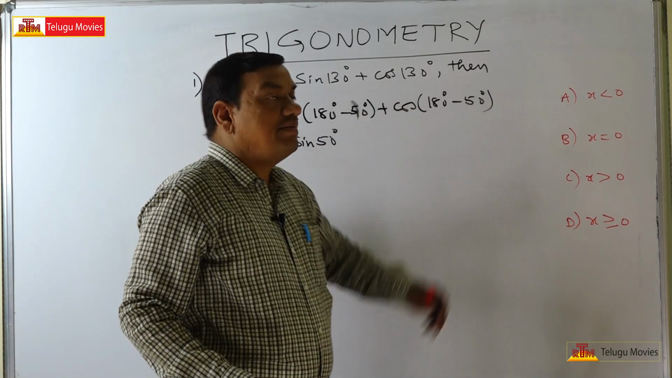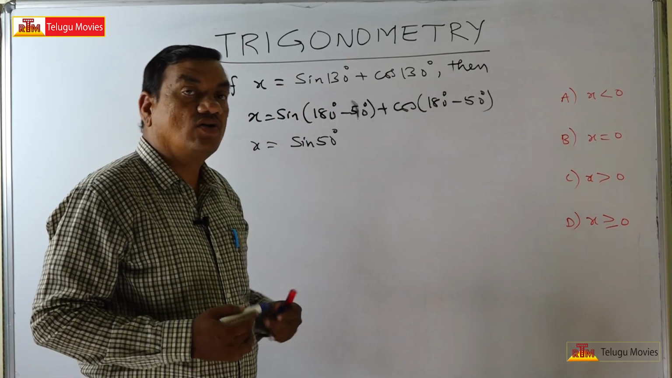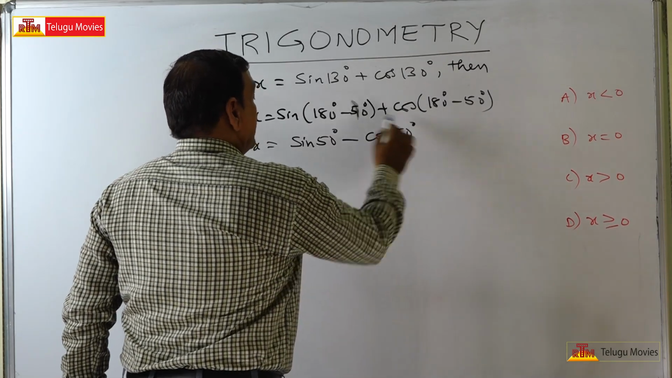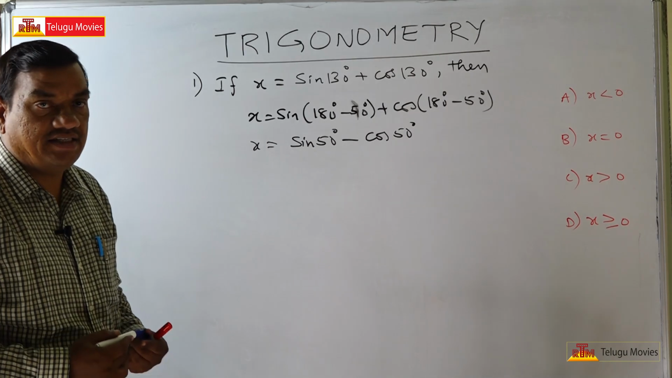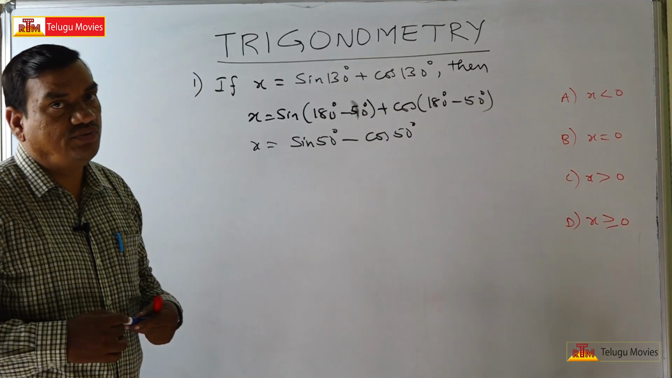Now cos of 180 minus theta. 180 minus theta means in which quadrant? The second quadrant. In the second quadrant, cos is negative. Therefore, it is minus cos 50 degrees. Now the question arises: is it greater than 0 or less than 0? That we have to see.